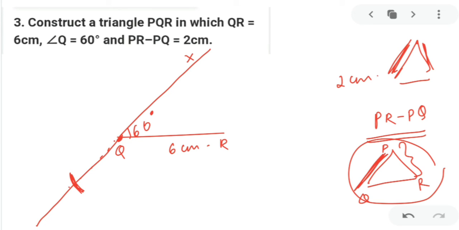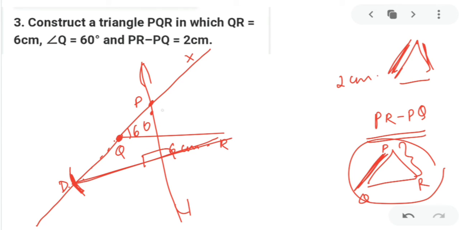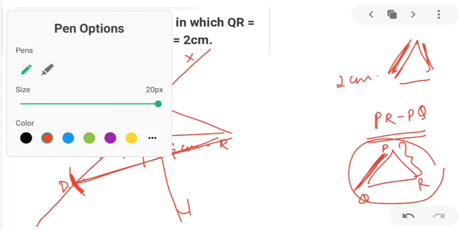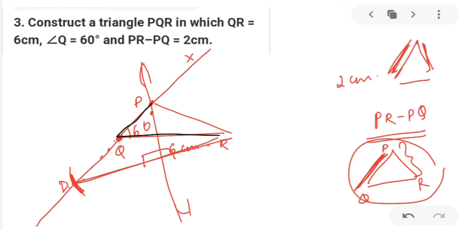Got my point clear? From Q you have to make an arc down. You can name it as D. Join DR, my dear kids. Now draw the perpendicular bisector of DR. And wherever it intersects on your upper part on QX, you can name it as P. Now join PR, and my dear kids, PQR will be your required triangle.